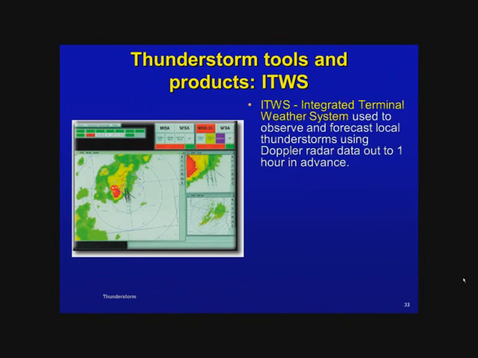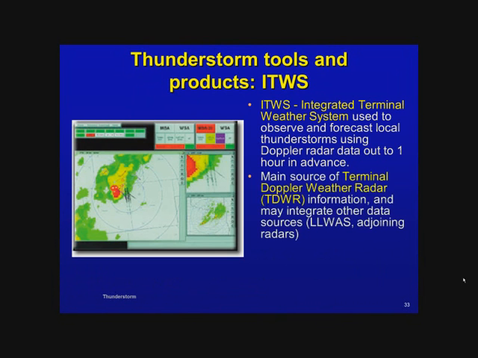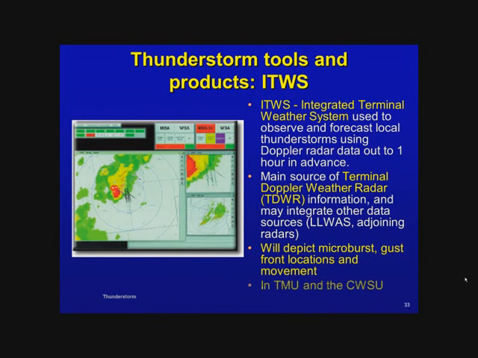ITWS stands for Integrated Terminal Weather System. It's used to observe and forecast local thunderstorms using the local output from the TDWR. It also may integrate other data sources, including LLWAS and adjoining radars. It will depict microburst and gust front locations and movement, and is a pretty valuable tool when dealing with approach and departures. This radar is available in the TMU and the CWSU.